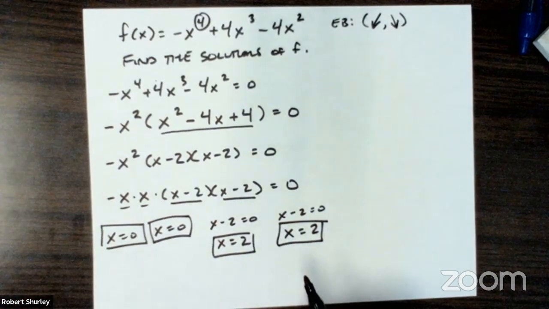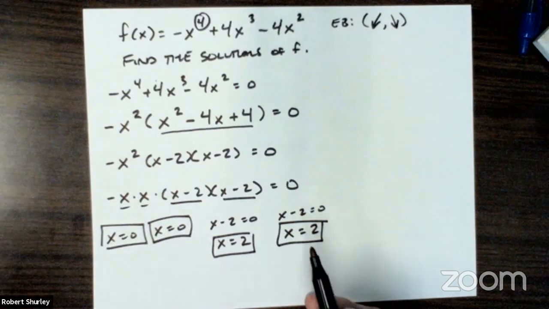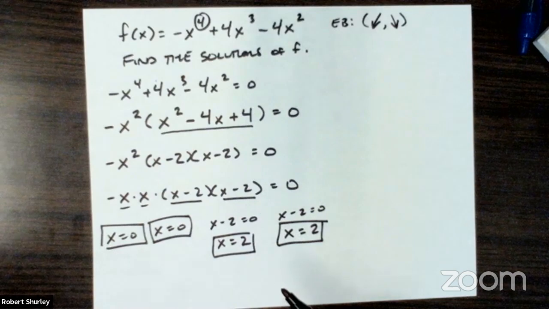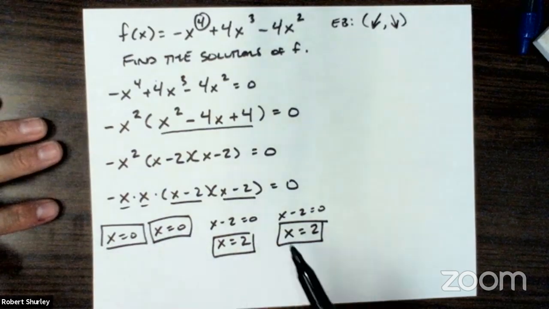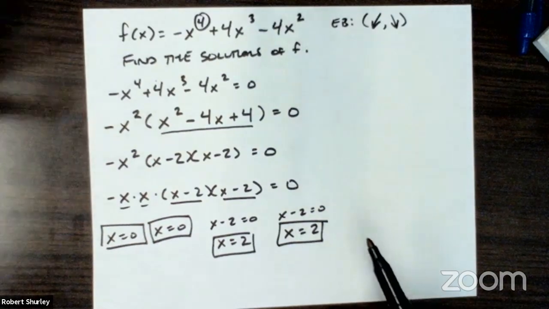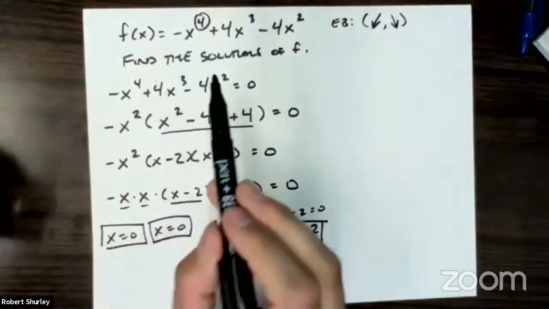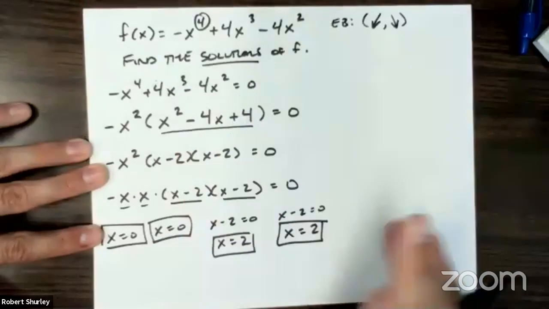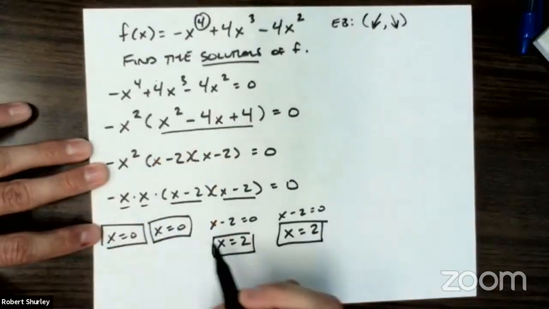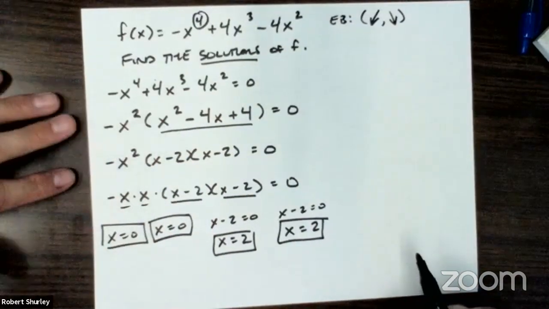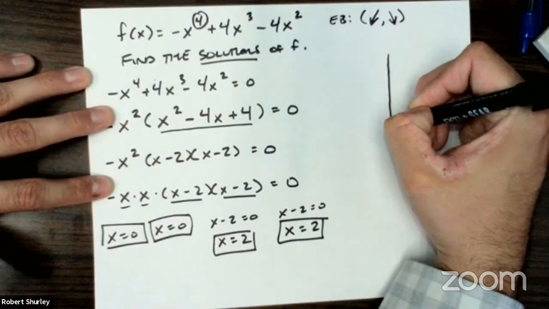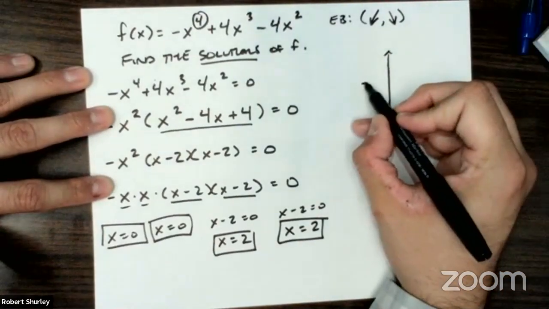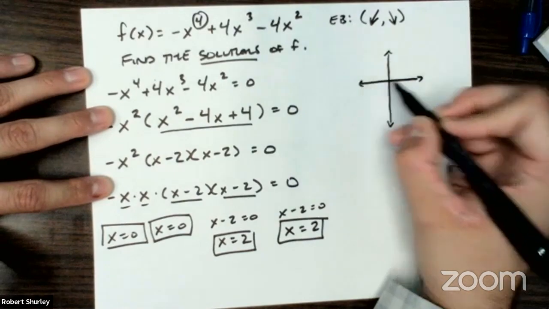They repeat themselves, which is kind of interesting because something happens when you repeat yourself. I'm actually going to graph this one. So we have the 0 repeats itself and the 2 repeats itself. So we still have 4 solutions here, okay? It's just that the 0 and the 2 repeated themselves twice. I'm going to graph this to show you what's going on.